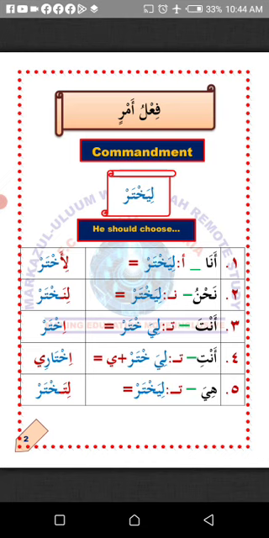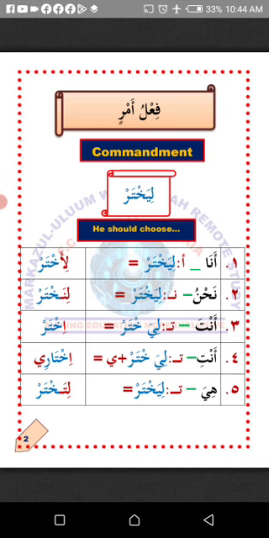So how do we change the verb liyakhtar to suit anti? The same principle is applicable. However, we are going to attach ya'un to the last letter. Remember, once ya'un is attached, the letter before it must take kasra. So the verb liyakhtar will now become ikhtari.